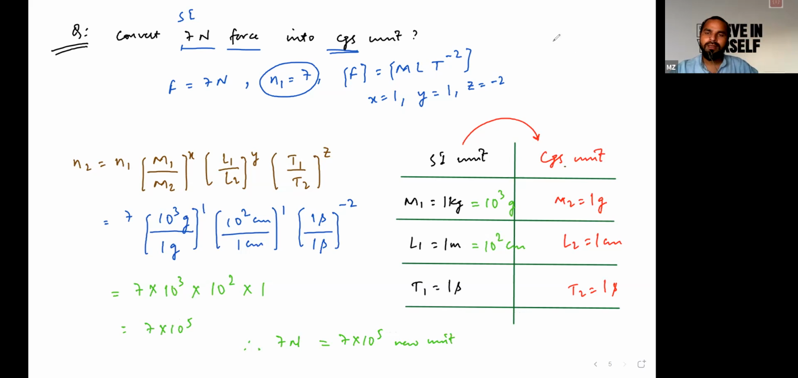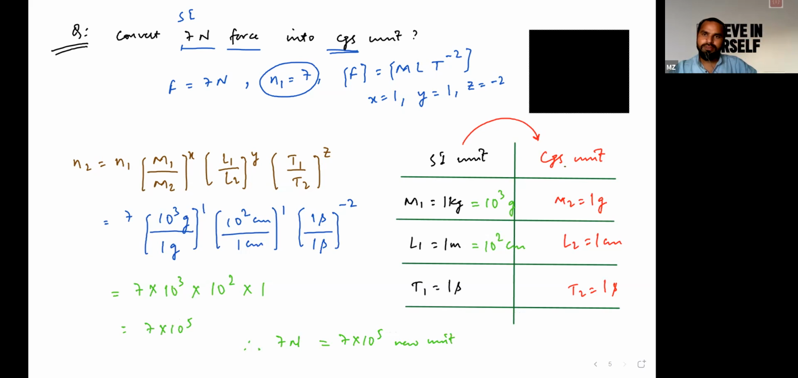Yes, sir. Thank you. So this is n equal to 7 into 10 to the power 5 in CGS unit. Just remember some values. 1 joule in SI system of unit is equal to 10 to the power 7 erg in CGS system of unit. That means for energy. Similarly, 1 Newton of force in SI system of unit is equal to 10 to the power 5 dyne in terms of CGS system of unit. So this is your SI unit and this is your CGS unit and this is the conversion rate. This is nothing but energy and this is nothing but force.